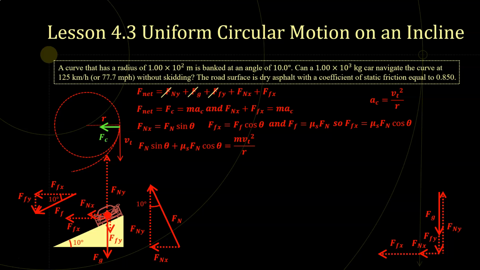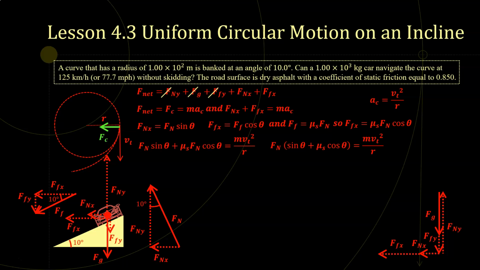I can take one step to simplify this and get the normal force factored out on the left. So it's the normal force times the sine of theta plus the coefficient of static friction times the cosine of theta equals mv squared over r. Now, let's just think about what I know. I know theta, and I know the coefficient of friction. So I could solve that entire term in parentheses on the left. I know the mass of the car. I know the radius of the curve, but I don't know the speed. That's what I'm looking for.